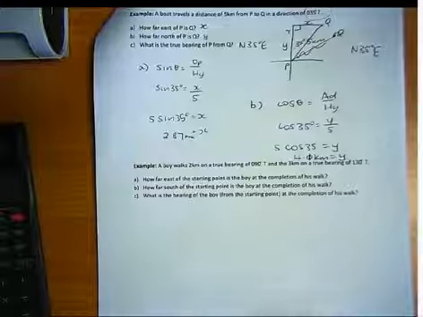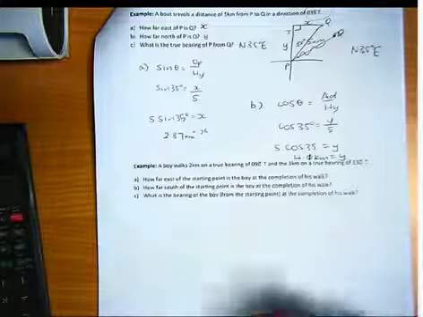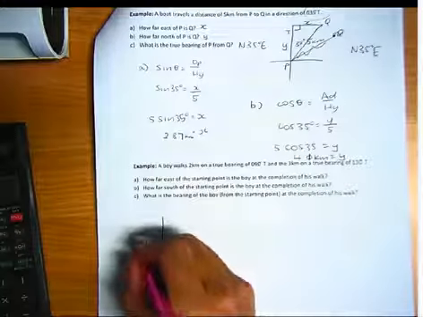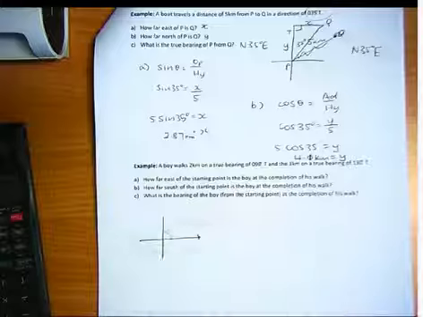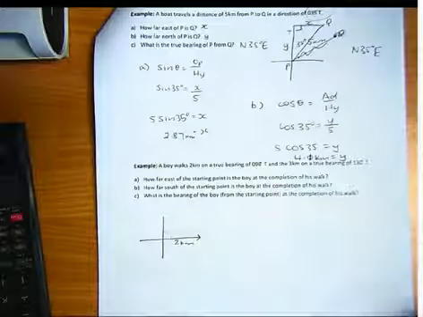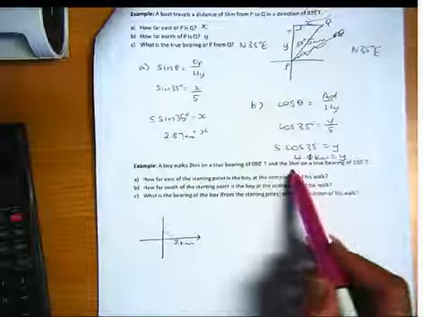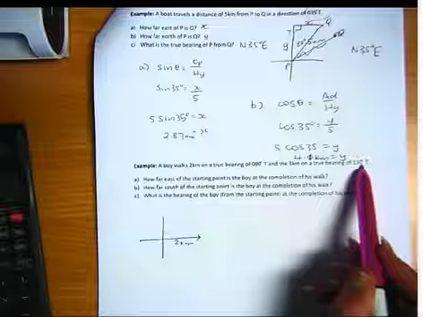All right, example number 2. A boy walks 2 kilometres on a true bearing of 90 degrees T. Now 90 degrees T would actually be in an easterly direction. So he walks 2 kilometres east. Then he walks 3 kilometres on a true bearing of 130.